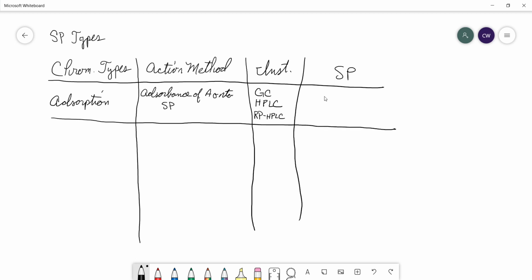Common stationary phases for this are going to be things like divinylbenzene, C18 in the case of liquid chromatography, and other things like silica. Silica, okay? Then we have partition chromatography.